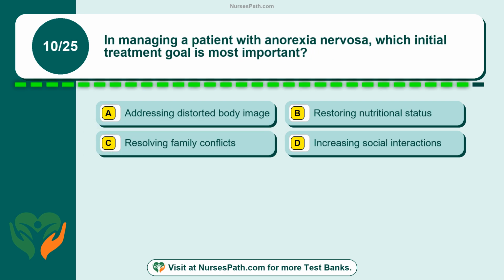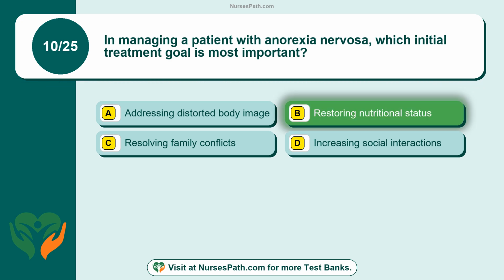Question 10. In managing a patient with anorexia nervosa, which initial treatment goal is most important? Option A. Addressing distorted body image. Option B. Restoring nutritional status. Option C. Resolving family conflicts. Option D. Increasing social interactions. The correct answer is option B.